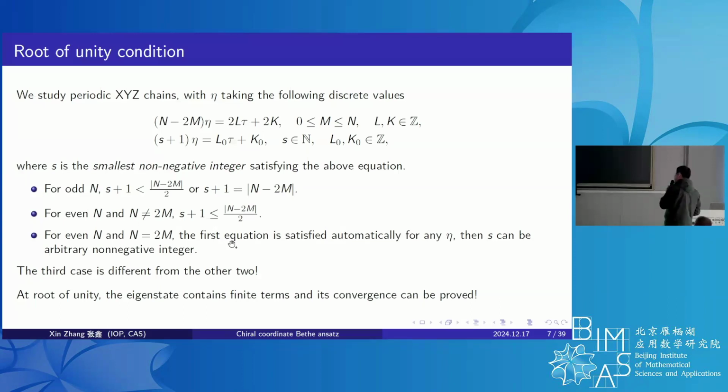The reason we study this root of unity condition is that at a root of unity condition, we can find an expression for the eigenstates. The eigenstates just contain finite terms, so we can easily prove that the Bethe states are convergent. But if this is not a root of unity, the eigenstates always contain infinite terms, so the convergence condition has not been proved, as far as I know.